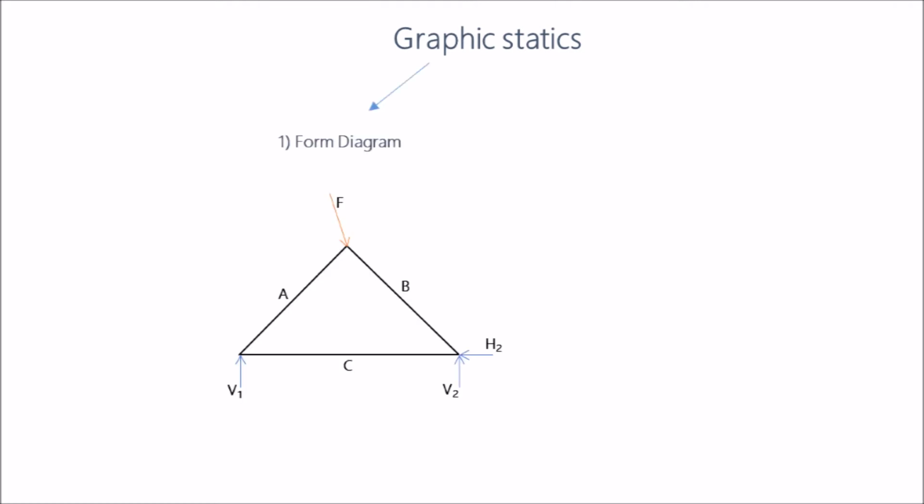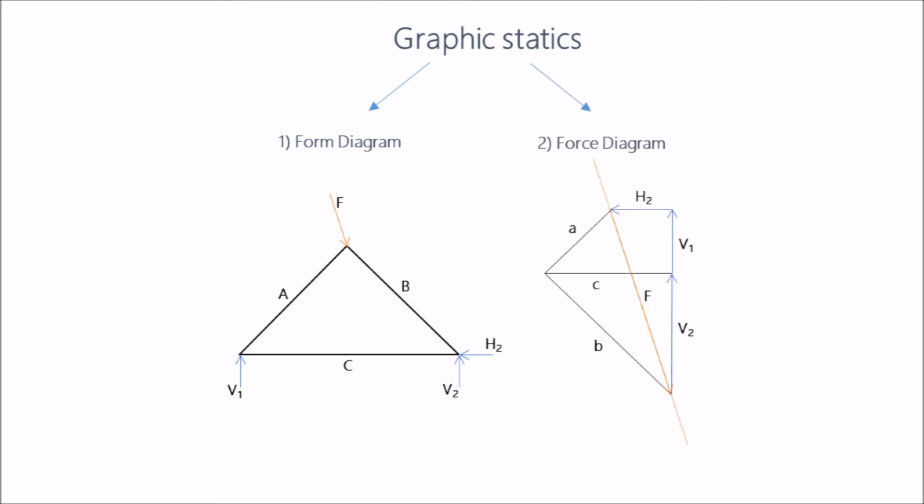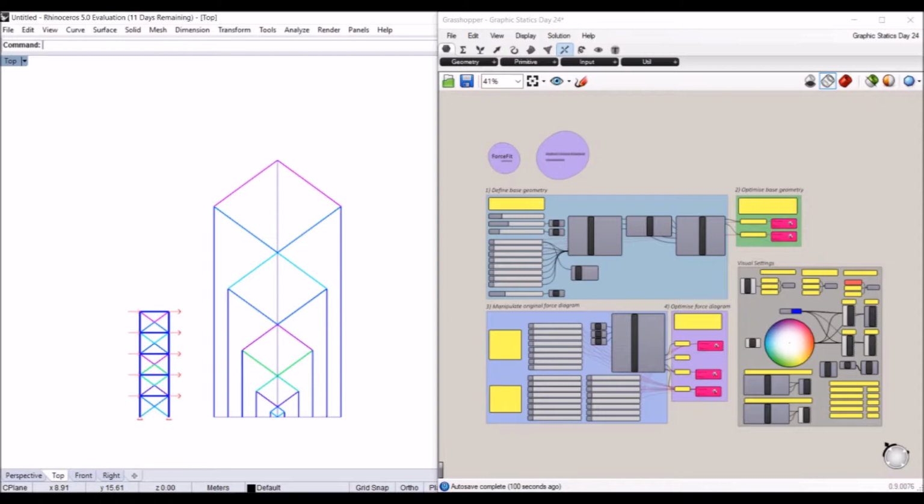Firstly, the form diagram, which represents the geometry of a given problem, and secondly, the force diagram, which shows all the internal forces within that structure. Note that these two diagrams are reciprocal, meaning that they're inherently linked, and that changes to one automatically result in changes in the other, and vice versa.